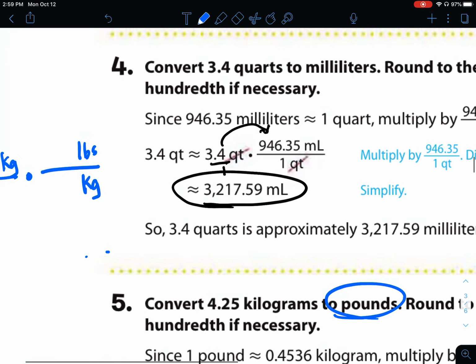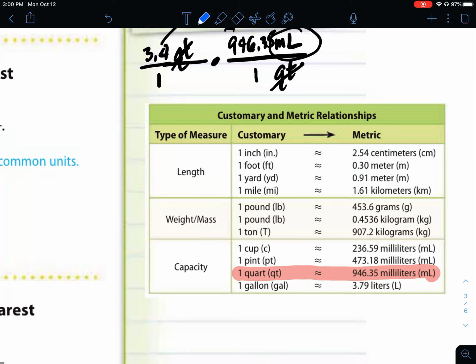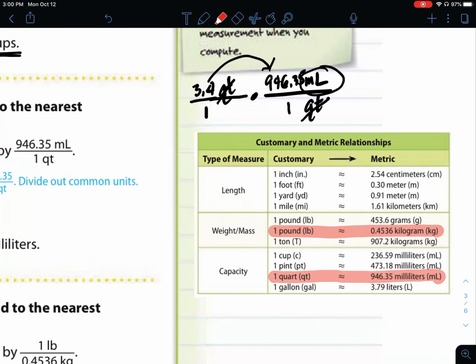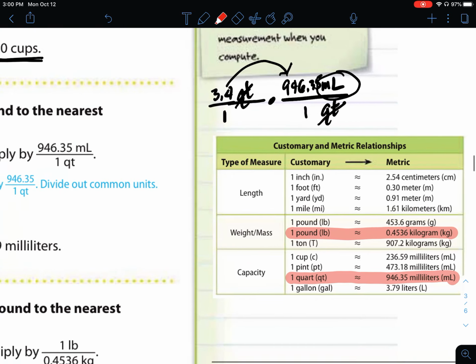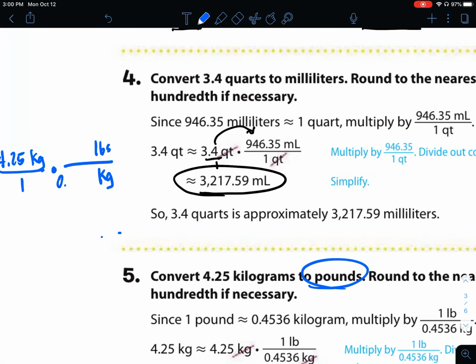Probably not. Okay. So go back to our table and see where we can find kilograms and pounds. Okay, the relationship between kilograms and pounds. If you notice here, we can see a relationship between kilograms and pounds right there. So 1 pound equals 0.4536 of a kilogram. So I'm going to write 0.4536 right here, and 1 pound right there.